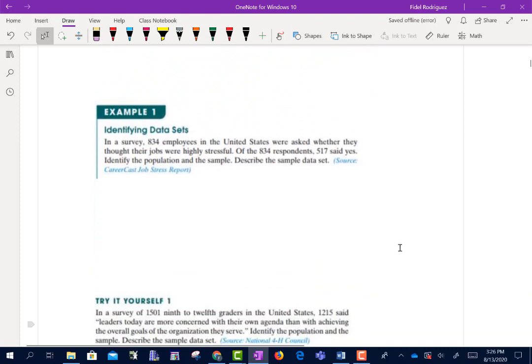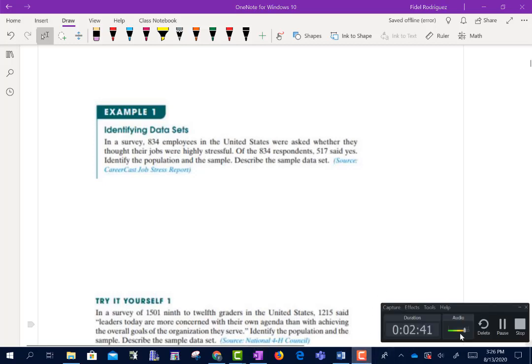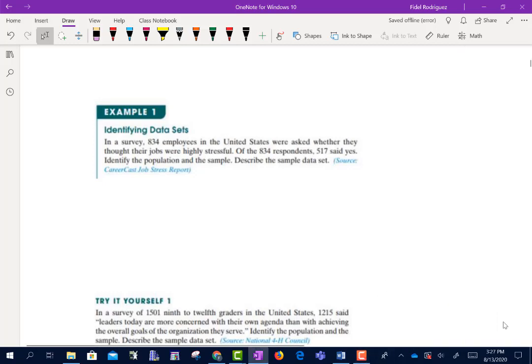It says in a survey of 834 employees in the United States, they were asked whether they thought their jobs were highly stressful. Of the 834 respondents, 517 said yes. Identify the population and the sample and describe the sample data set. Okay, so let's talk about this one. In a survey, 834 employees in the United States were asked whether they thought their jobs were highly stressful. Of the 834 respondents, 517 said yes. Identify the population and sample, and describe the sample data set.